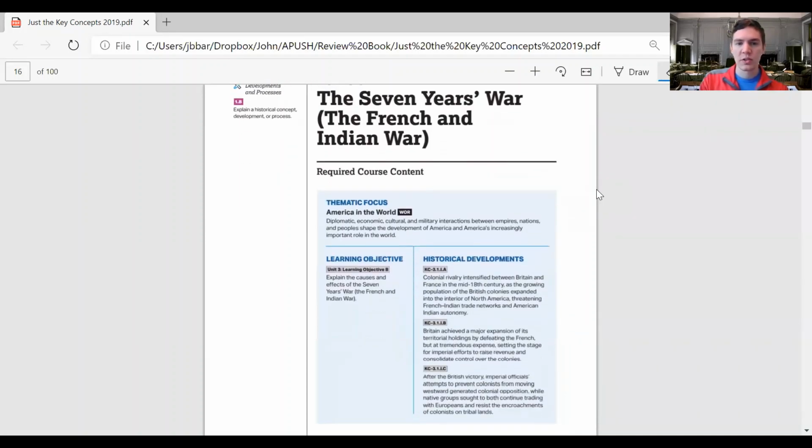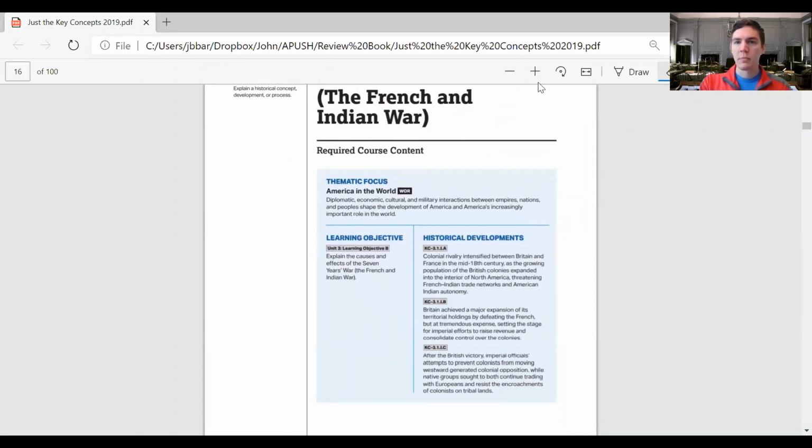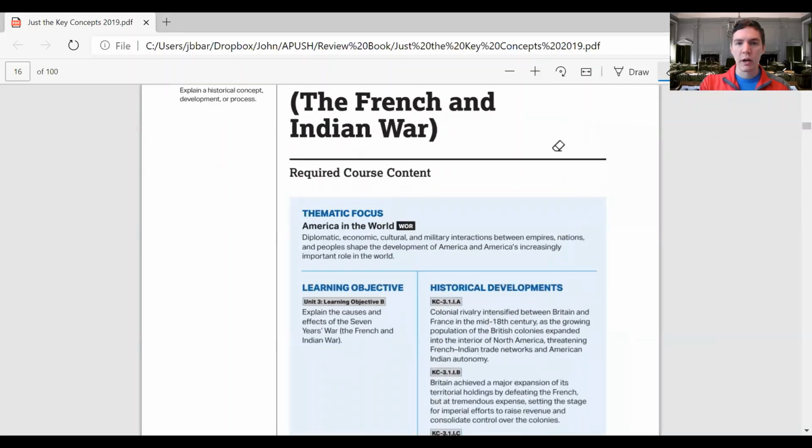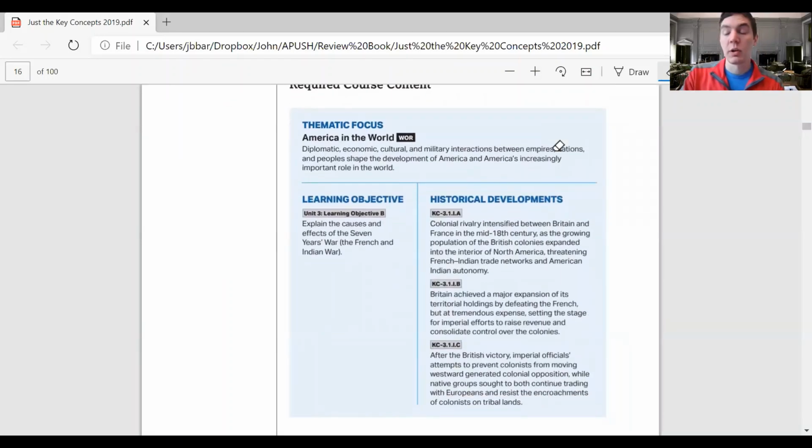So the 7 Years' War starts off with, we need to think about what North America looks like at this point. At this point, North America is controlled by 3 countries: Spain, France, and Great Britain. Great Britain is on the far eastern half of North America. France is in Canada, and Spain is in the southwest of what is today the United States.